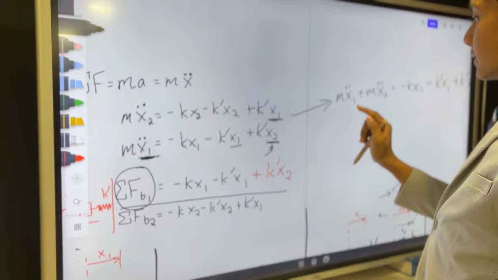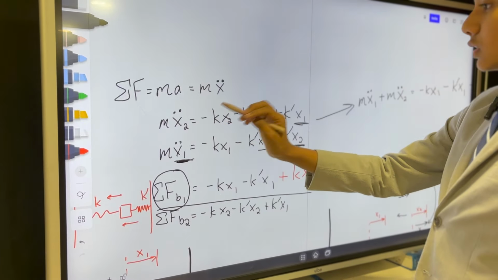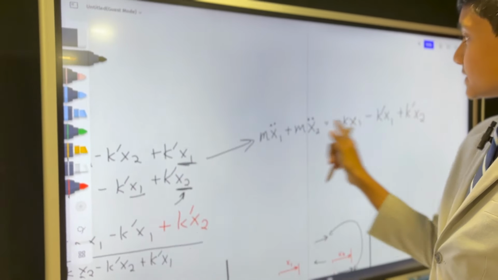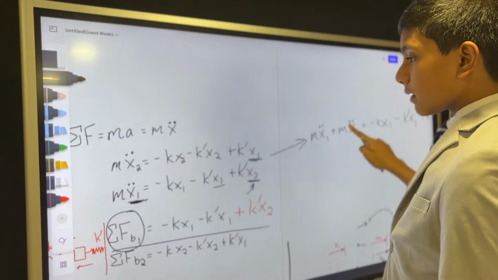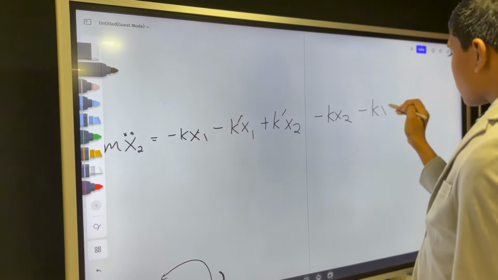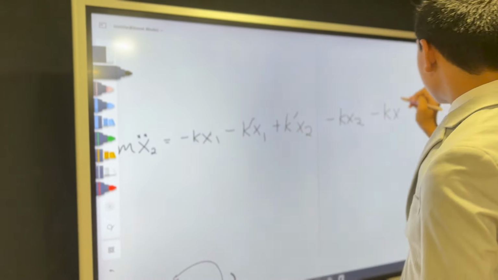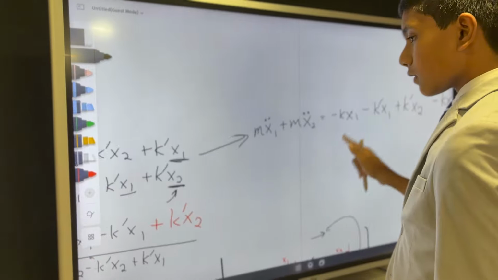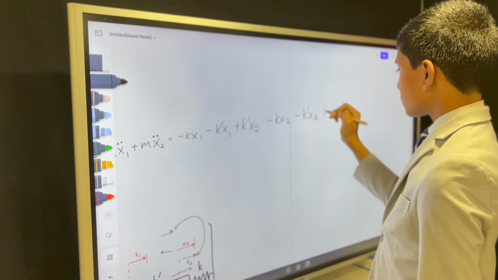All right, and then we get the terms for m x2 double dot, which are minus k x2 minus k prime x2, and plus k prime x1.